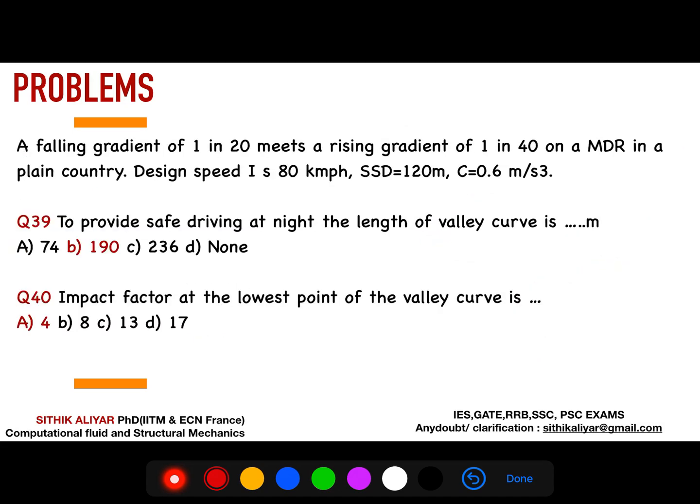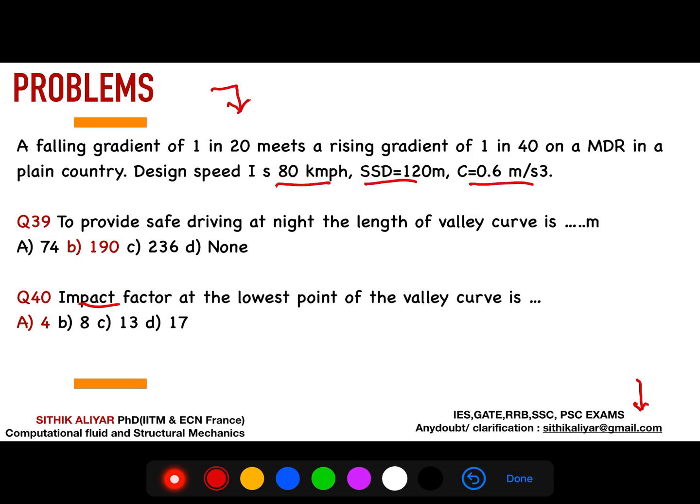So this question is an assignment for you. A falling gradient of 1 in 20 meets a rising gradient of 1 in 40 on an MDR in a plain country. The design speed is 80 as given, SSD, exactly the same question, impact factor, everything. I have given an answer also, you can note the answer. You can solve it yourself and compare your answer. If you have any doubt, you have my mail ID, you can mail me anytime.